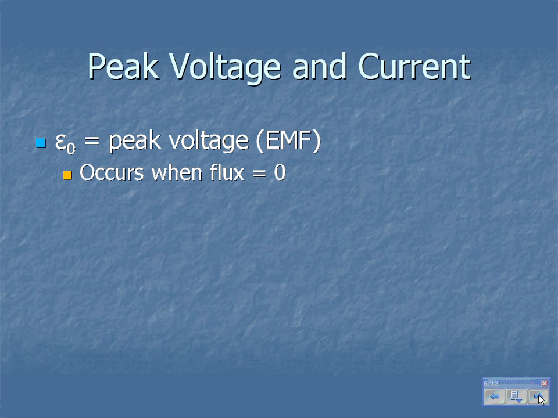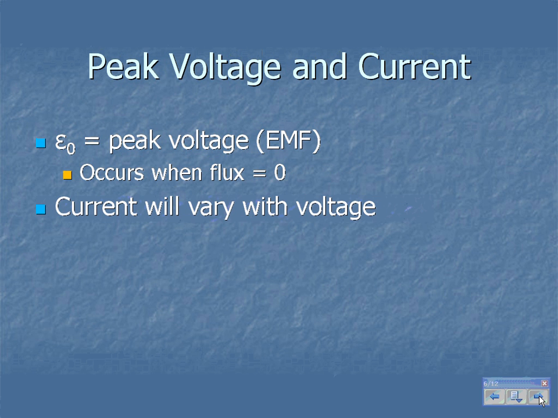The current will vary with the voltage, with the EMF. And just like before when we were doing Ohm's law with direct current, Ohm's law told us that the current in a circuit is equal to the voltage divided by the resistance. Well, this is the alternating current version of that equation. The peak current will equal the peak EMF divided by the resistance in the circuit.